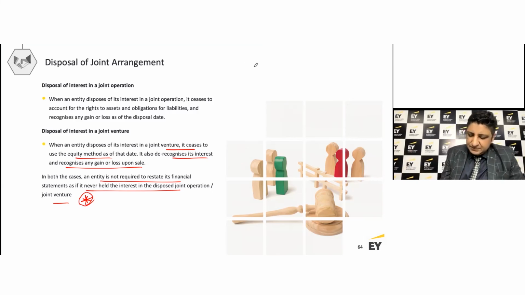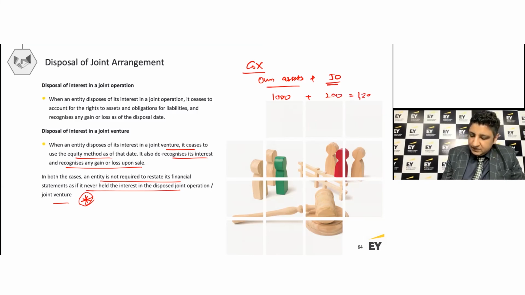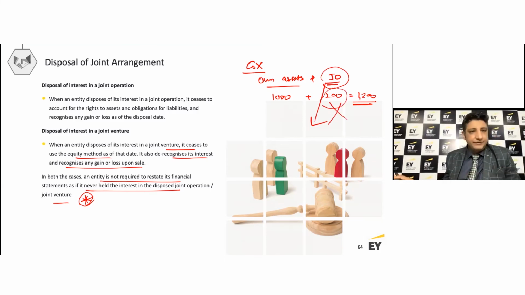Put it like this. Say there's a company X. It has its own assets, plus the proportion of the assets of the JO. Let's call it 1,000 and let's call it 200. So you continue to show them at 1,200, and of course, you charge depreciation, impairment, etc. That's the way you have been doing it. But if you sell this JO, this entire 200 will be going away.